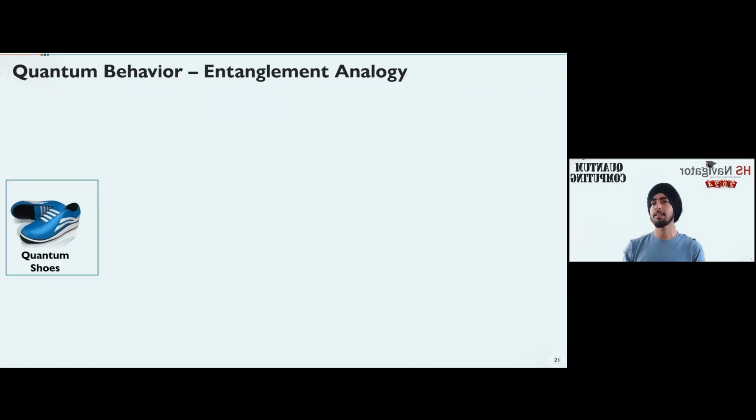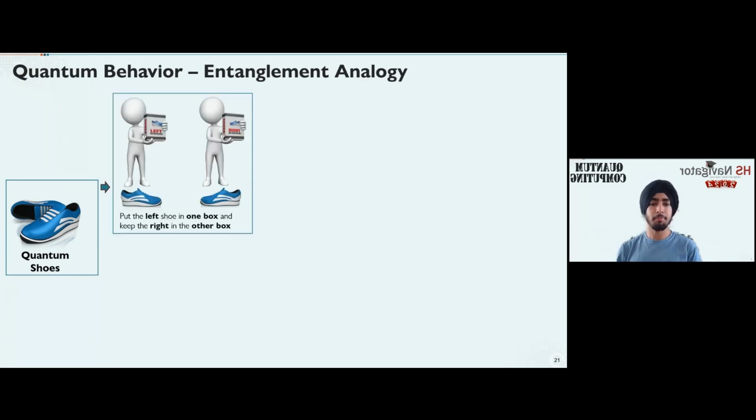So, like the superposition example, I'm going to give an analogy to help simplify what entanglement means. Let's say you have a pair of shoes. We'll call them magical quantum shoes. Shoes obviously come in pairs. So let's say you take the left shoe and you put it in one box, and you keep the right shoe in another box.